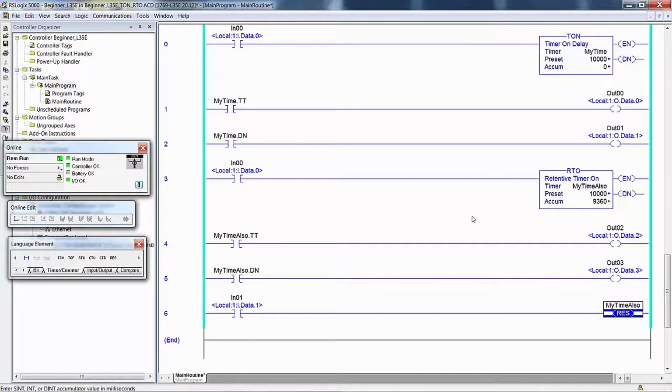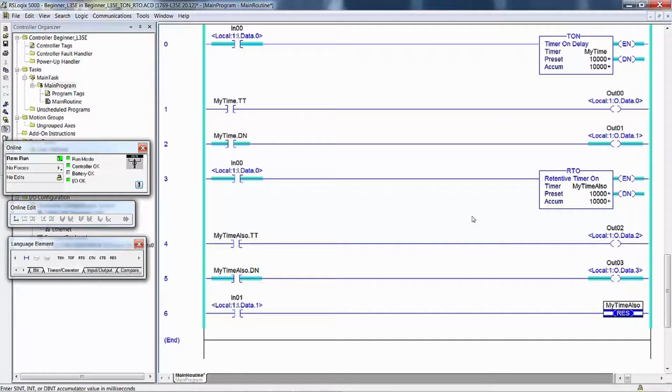While observing the accum values of both instructions and the done bits, switch input 1 to the on state and let the timer instructions time out. We'll leave the RTO and see it times out right away because it was already at 9,000 or so milliseconds, so there was only 1 second left. We'll wait until my time times out.